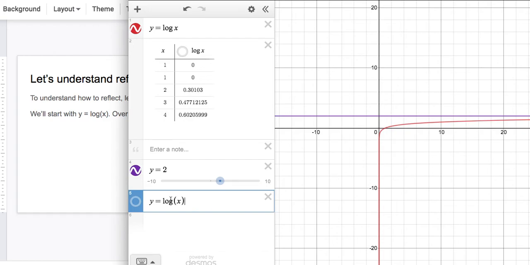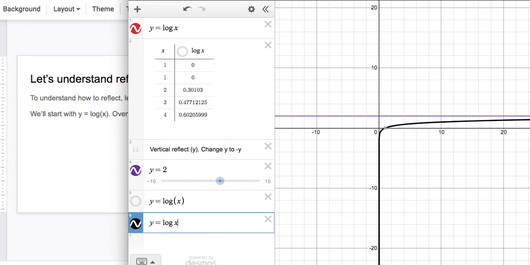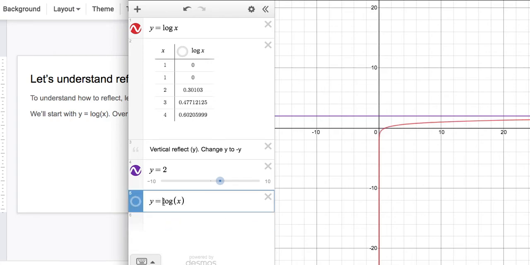Interesting. Now, we know that this is going to be a vertical reflection. We know that's y. So I'm going to change y to -y. All right, let's do this. So I'm going to change y to -y and solve. And then we get here. That's not a reflection over that line.